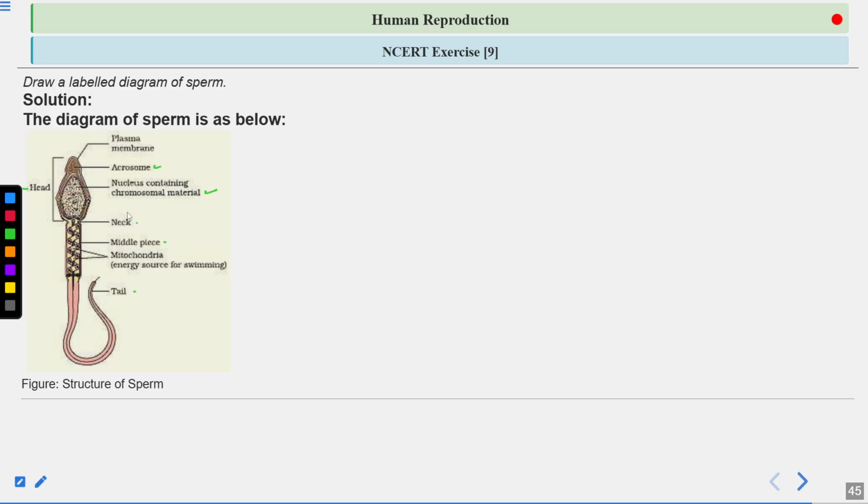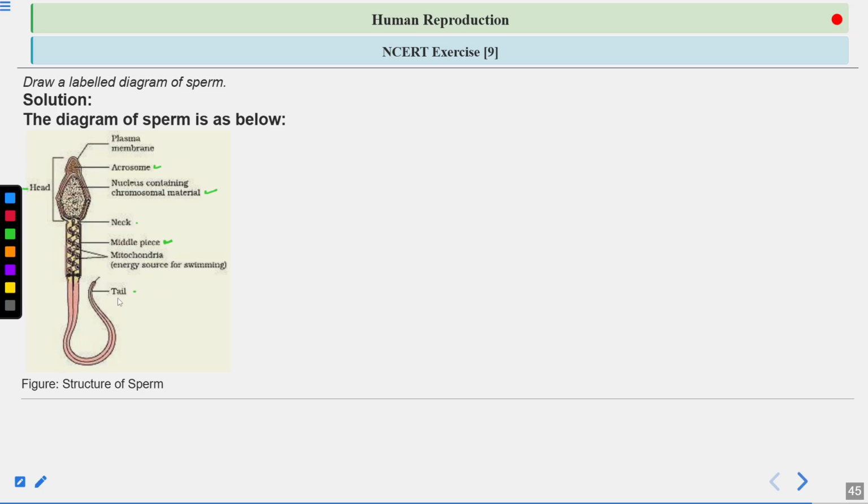Then after the head, there is a neck. Below the neck, there is a middle piece. Now what is special about this middle piece? This middle piece contains numerous mitochondria. And mitochondria is the powerhouse of the cell. It generates energy in the form of ATP.